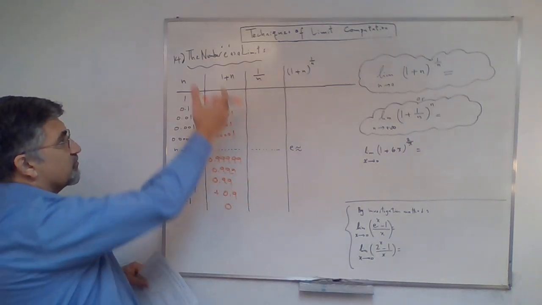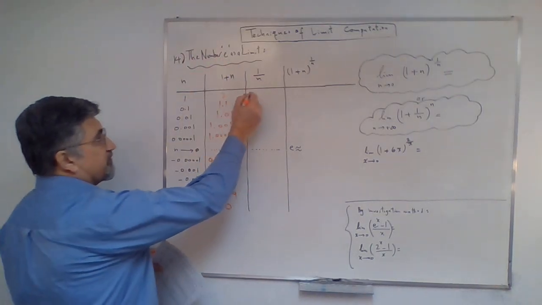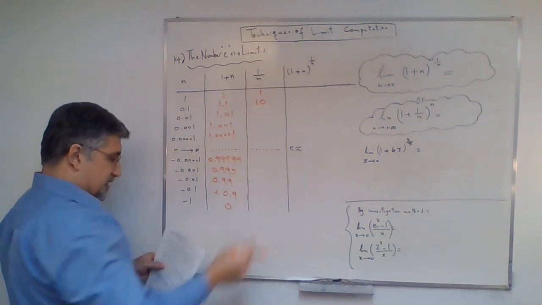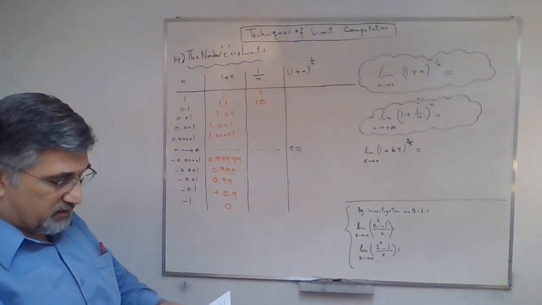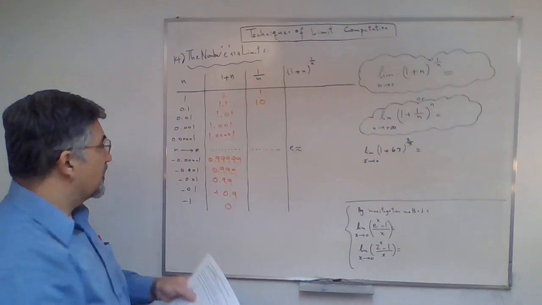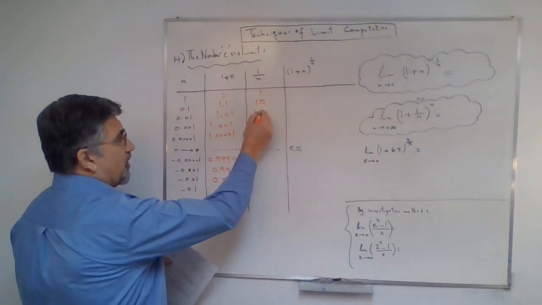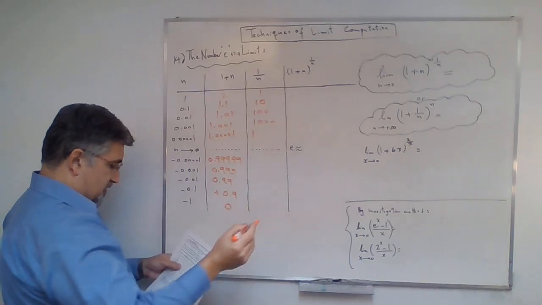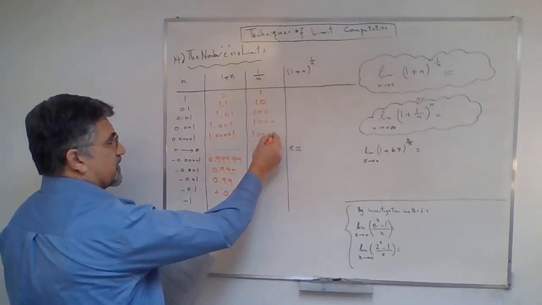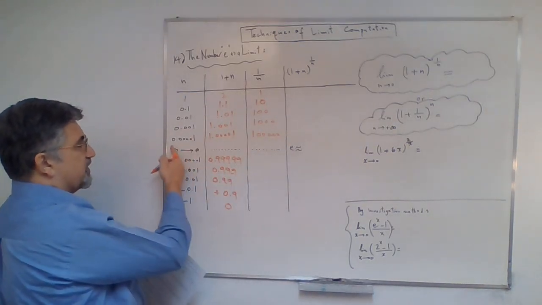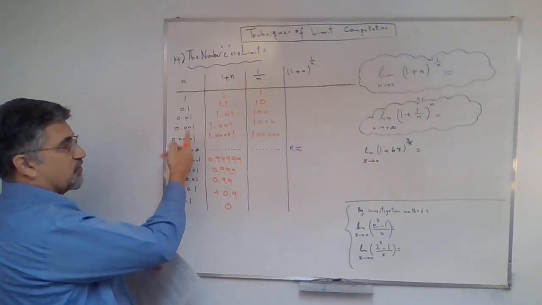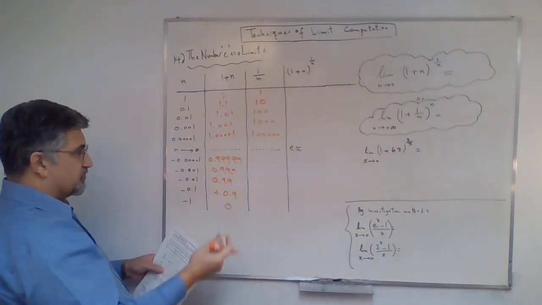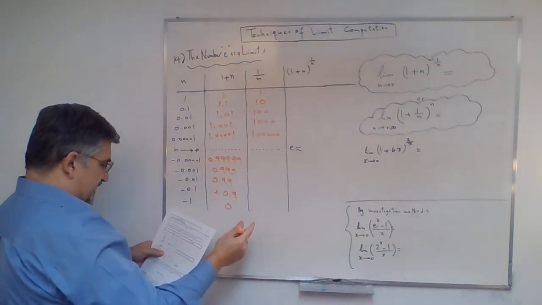And then in the next column, we have 1 over n. So obviously 1 over 1 is 1. 1 over 0.1 is going to be 10, because 1 divided by 1/10 is 10. 1 divided by 0.01 would be 100. Then we're going to have 1,000. Then we're going to have 100,000, because 1 divided by 0.00001 would be 100,000.